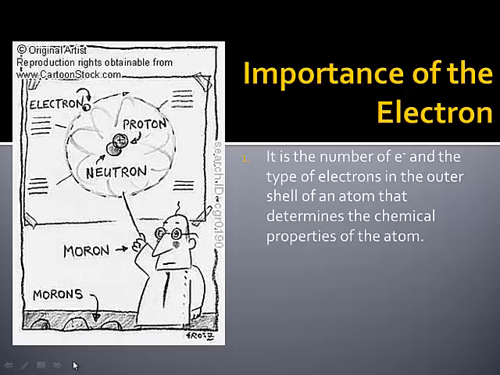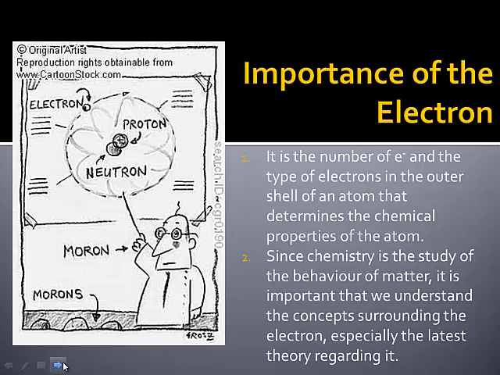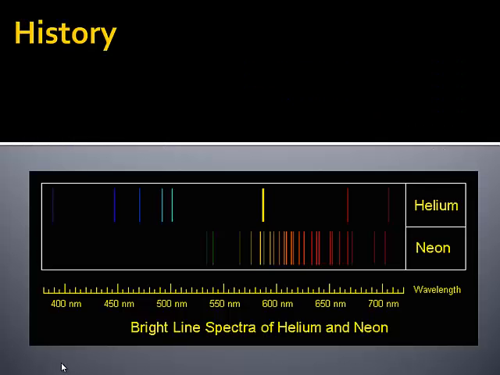When we look at an element and its atoms, what we see is that the number of electrons and, as we'll learn in a bit, the type of electrons in the outer shell of an atom, that largely determines the chemical properties of the element. So since chemistry is a study of the behavior of matter, it's important for us to understand the concepts around the electron because those are largely going to be determinant in the outcomes that chemistry is seeking to understand.